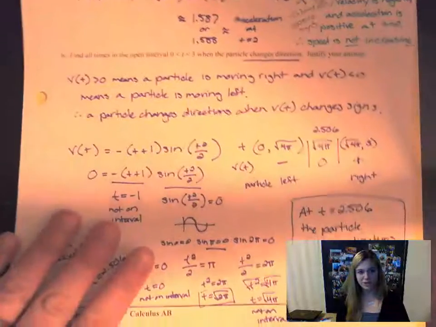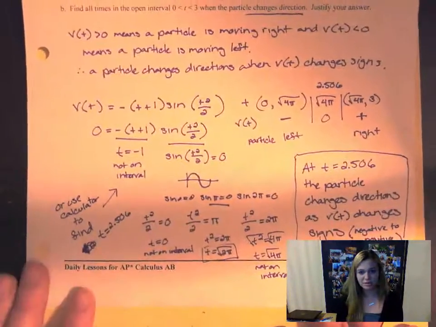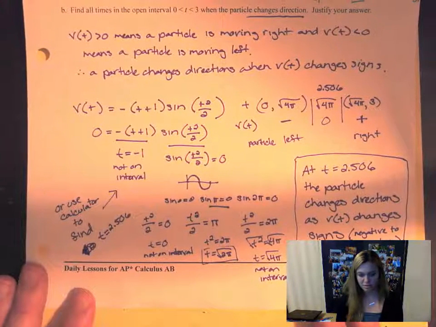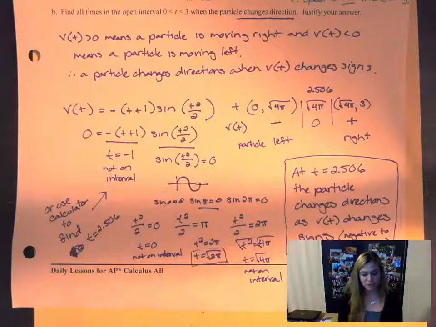One more explanation. Find all the times when the particle is changing directions. Here, I'm going to try to move it from behind my head. The only thing that you're missing from behind my head is this says negative to positive. So then if you want to just check your work, you can.